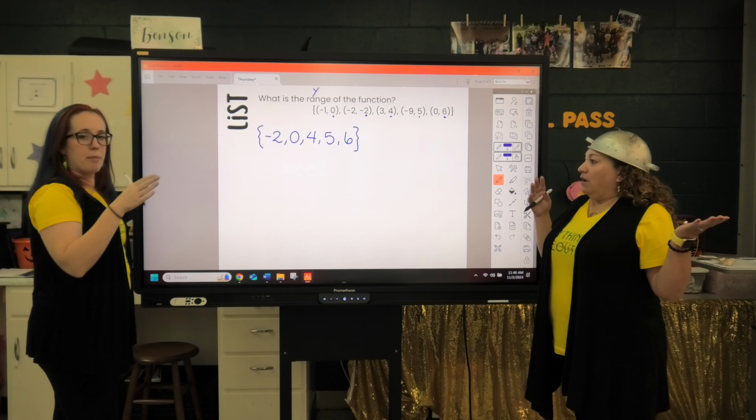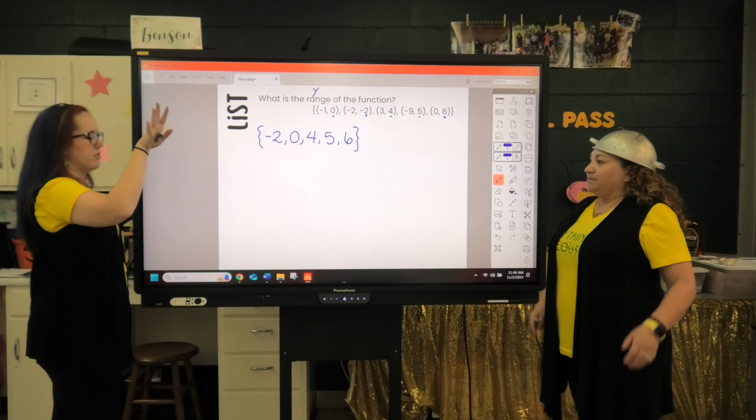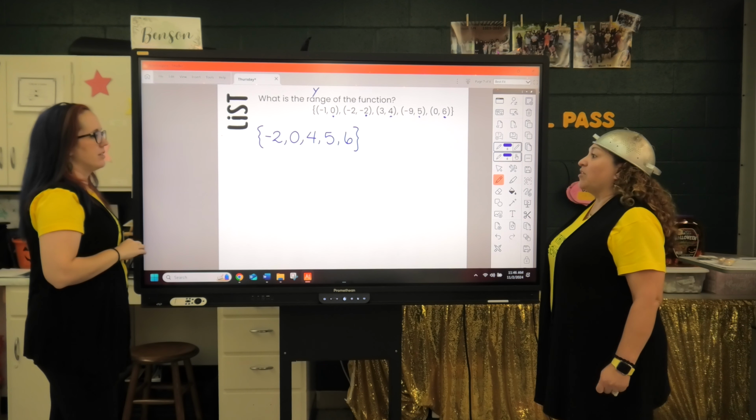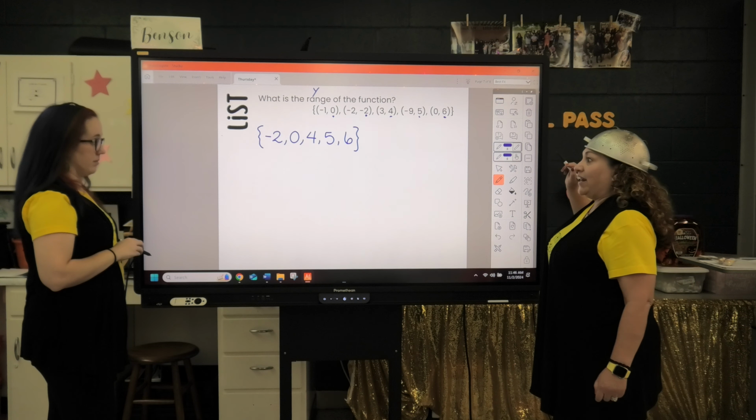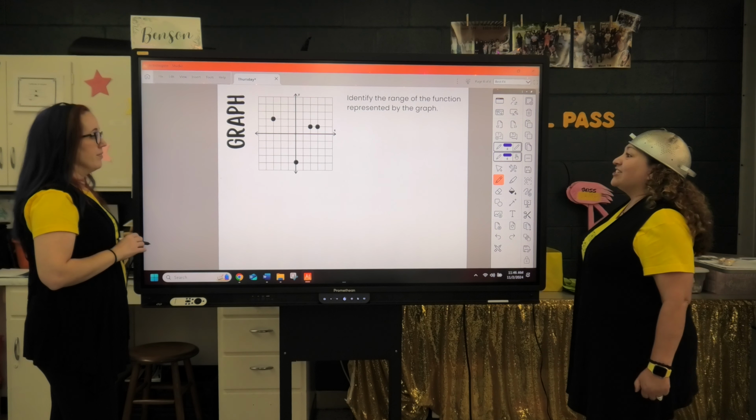Beautiful. Once you remember that domain is X and range is Y, you're going to be set. And we'll show you some ways to remember that in a second. Very, very good. You ready? Ready. Here is our graph.